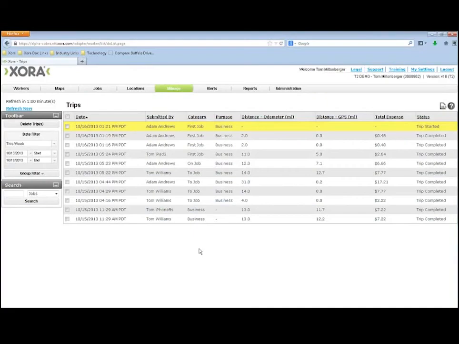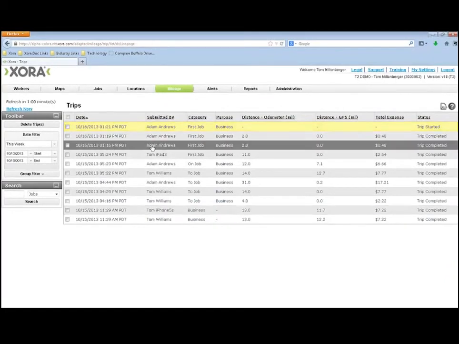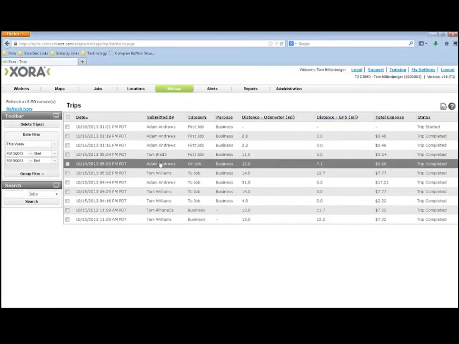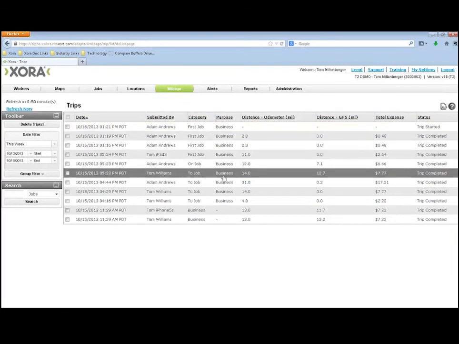So the trips list is all the different trips. In this case, I'm looking at the trips for this last week that all my different workers have done. This is the list of trips, so you can see there's good summary information even at this high level. When was the trip started, the name of the worker, Adam Andrews or Tom Williams, the category and the purpose, which I'll talk about in just a second.